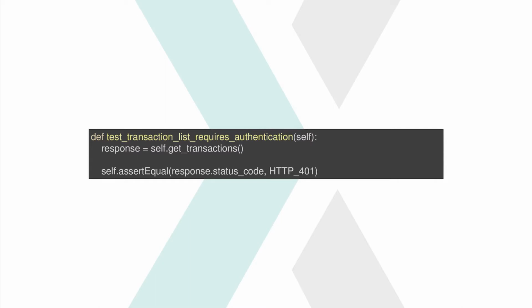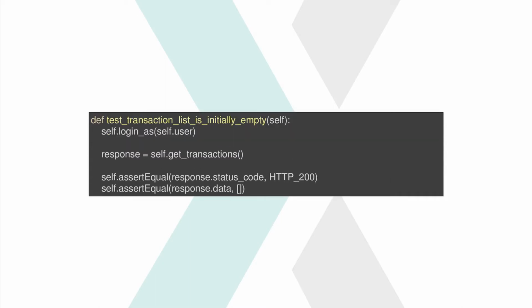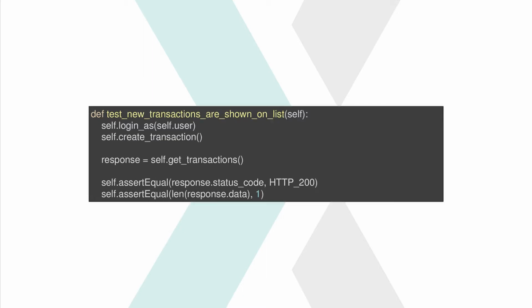So this test gets the list of transactions, checks that you cannot do that without being authenticated, then it logs in, gets the list of transactions again, checks that it is empty, then creates a transaction, gets the list of transactions again, and checks that there is one transaction on this list. So obviously we're looking at 3 different tests here, and we should split this one huge test into 3 smaller ones, each one with a meaningful name. So test transaction list requires authentication, test transaction list is initially empty, and test new transactions are shown on list.